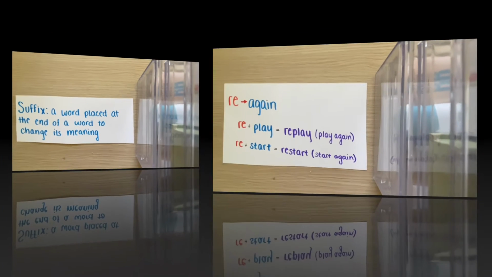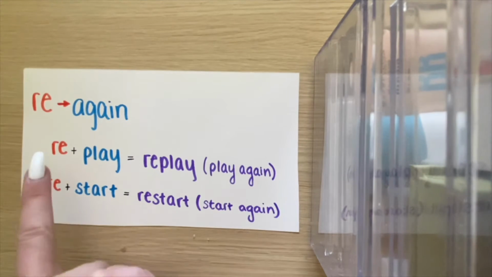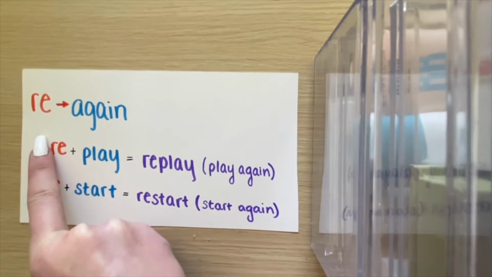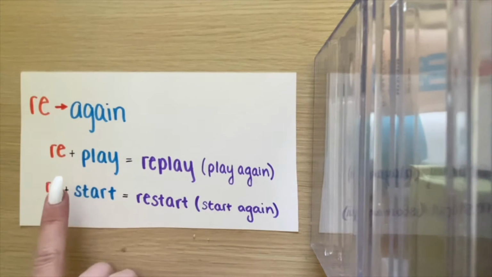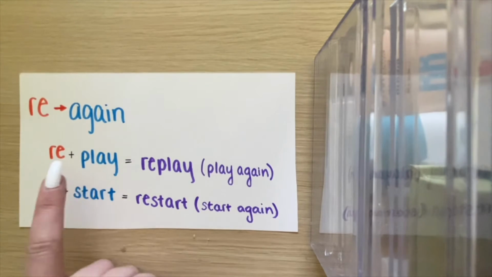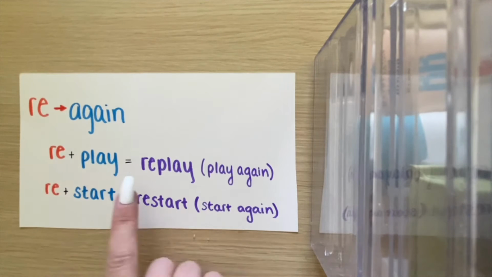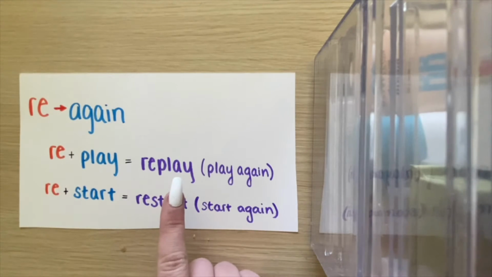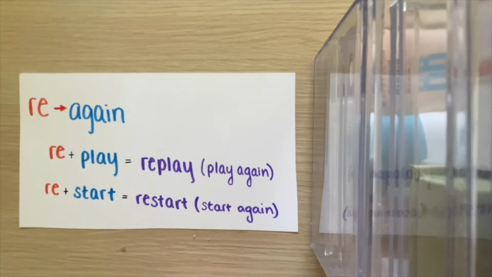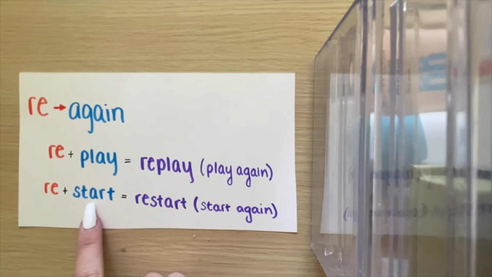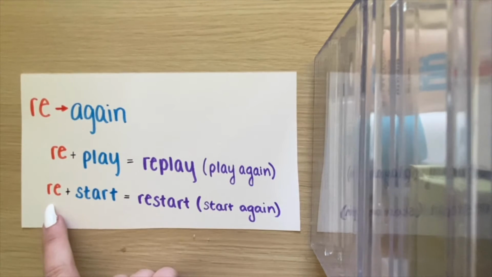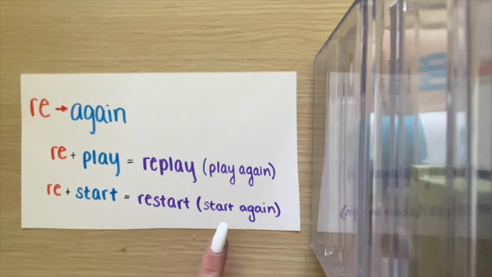Let's get started. The first prefix we'll be going over is re. Re, the prefix, means again. For example, if we had the word play and added re to it, the new word we would get is replay, which means to play again. Another example would be if we had the word start. If we add re to it, the new word we would have is restart, which would mean to start again.